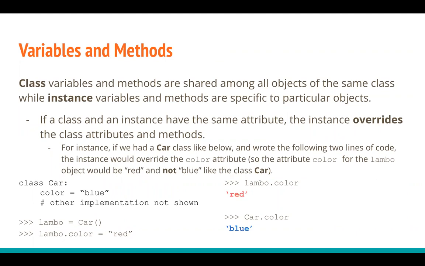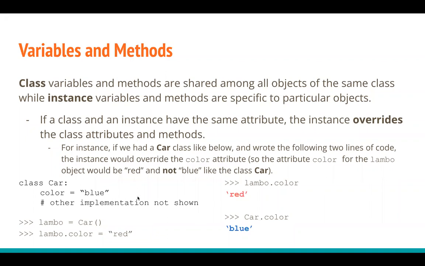Next we have class variables and methods, which are shared among all objects of the same class. For example, for a car class, all cars might have 4 wheels, while an instance variable is specific to a particular object. And if a class and an instance have the same attribute, then the instance will override the class attribute. For example, below we have a class implementation of car in which the color of the car is blue. But down here, if we create a car called Lambo and then change the color to red, then Lambo.color will be red. So in this case, the instance overrides the class attribute color. But if we call car.color, we will still get blue.